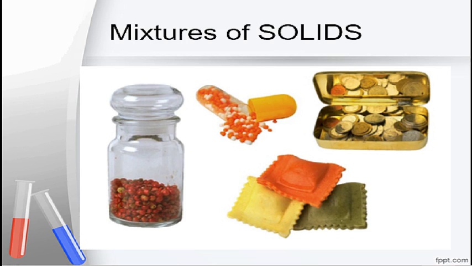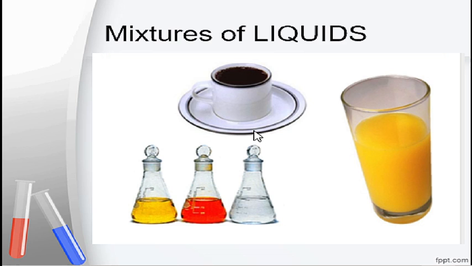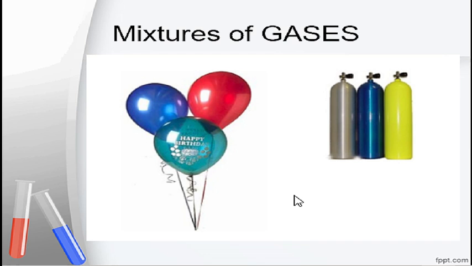Here's an example of mixtures of solid. So on this picture, you will see that this is composed of different types of coin. This one, dough, and candies. These are examples of mixtures of solid. For mixtures of liquid, we have this one. This is coffee, orange juice, and then condiments. And then we also have the mixtures of gases.